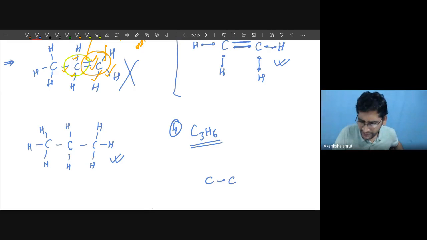So draw the 3 carbon. First you link these 3 carbon with the single bond. If you have any doubt, you may draw the other bond or the other electrons which will be shared by this. So let me draw like this.